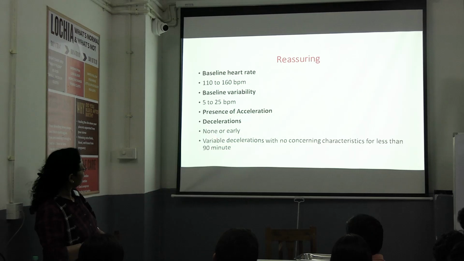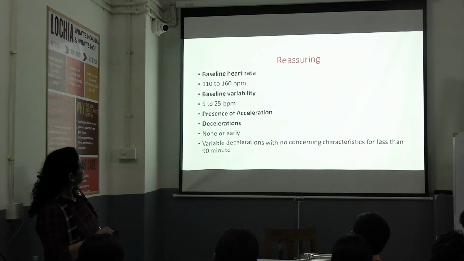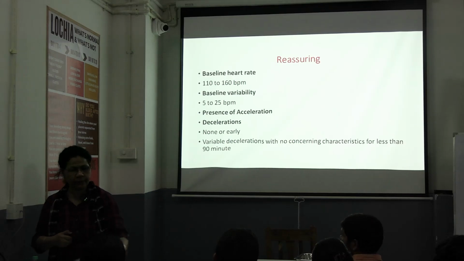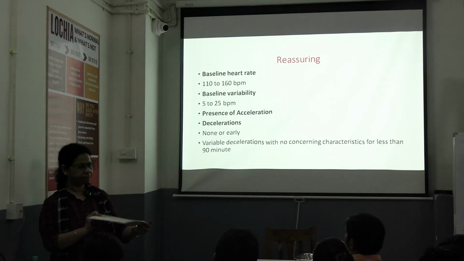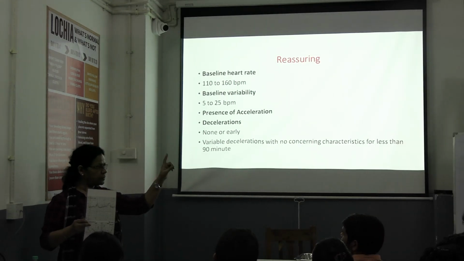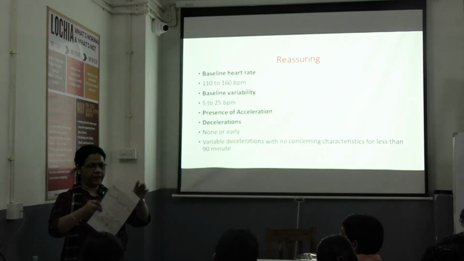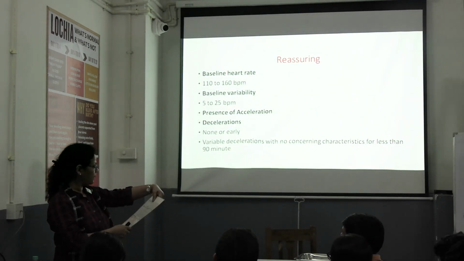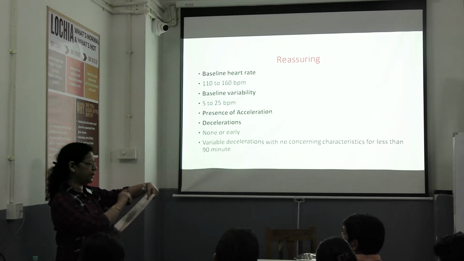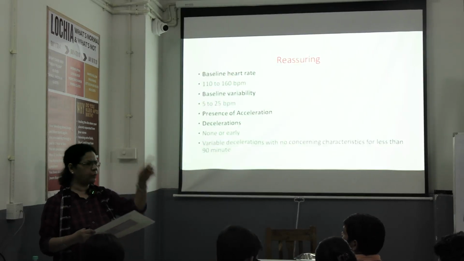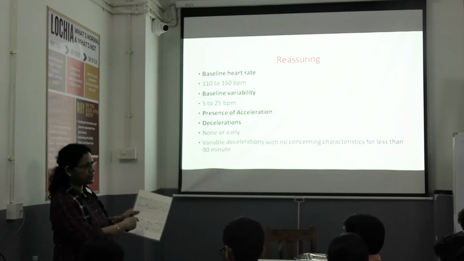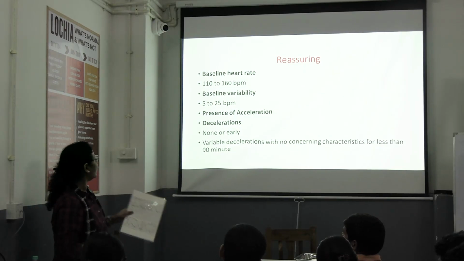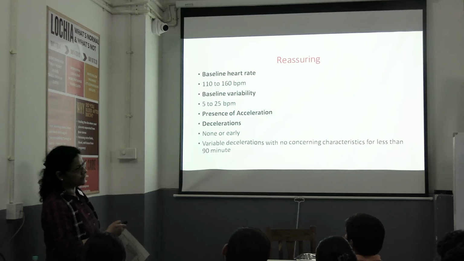So reassuring we have all understood. This you have to remember. This is your normal CTG. Is it a normal CTG? Why? Because the heart rate is within limits, 140 as you have said. Variability is around 15, so it is within 5 to 25, there are contractions, and the heart rate is coming back to normal. So it is a normal reassuring CTG.